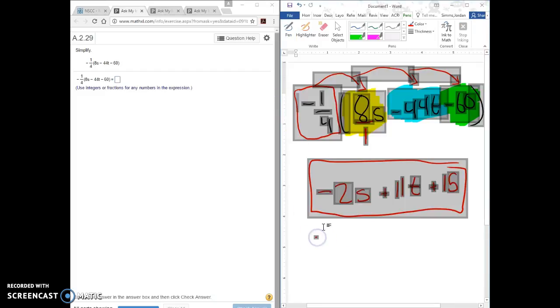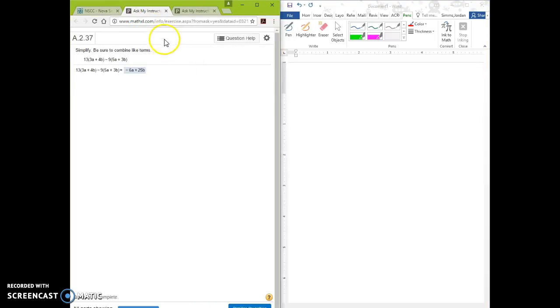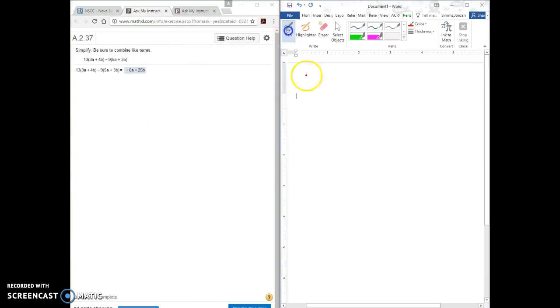So I hope that helps. That's just thinking in terms of terms, not getting freaked out by the brackets, and just taking your time with it. That's the big thing.